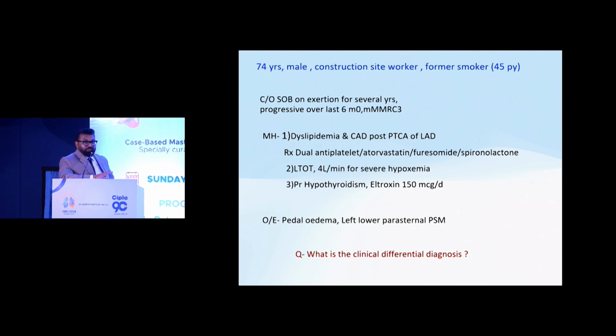Medical history is significant for dyslipidemia and coronary artery disease, post-PTCA of LAD. Patient is on dual antiplatelet, atorvastatin, and diuretics in the form of furosemide and spironolactone. Patient is severely hypoxemic at rest, using 4 liters per minute of oxygen. Primary hypothyroidism, using 150 microgram of Eltroxin per day.